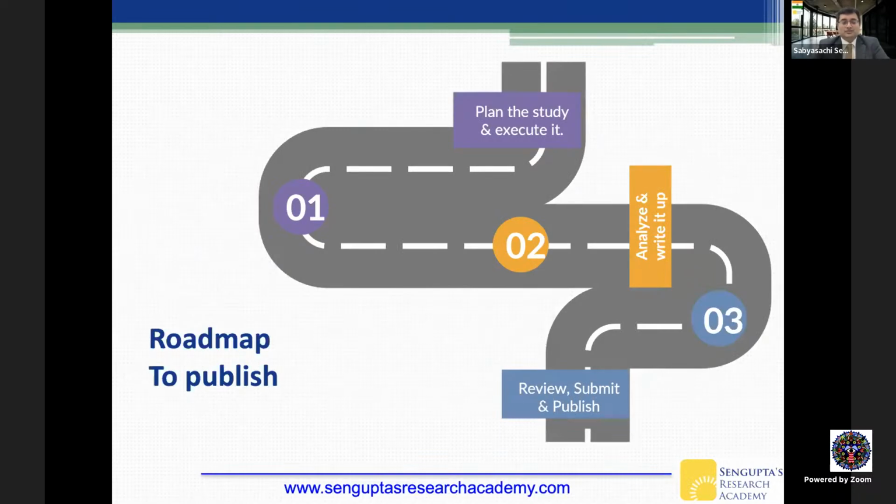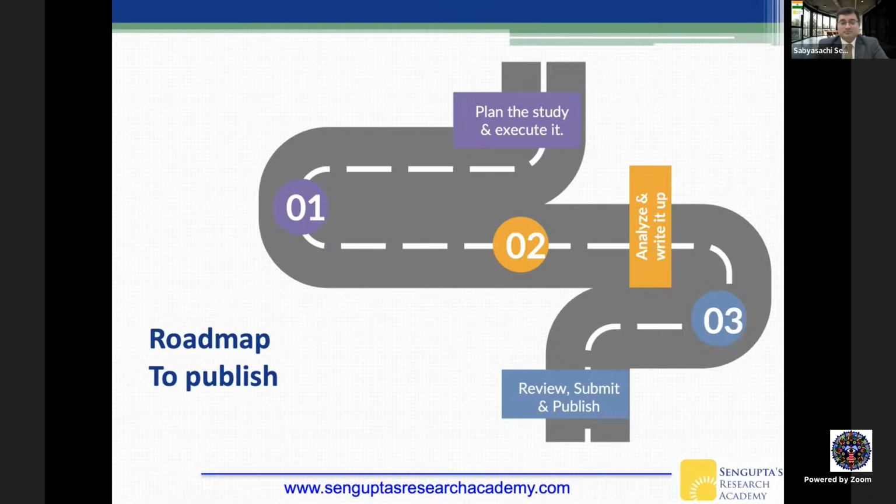Like I said, the overall roadmap to publish, if you think about it, is: you plan the study, you execute it, then you analyze and write it up, then you review what you have done, then you submit to a journal and you publish that paper.